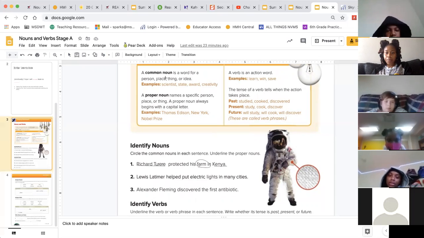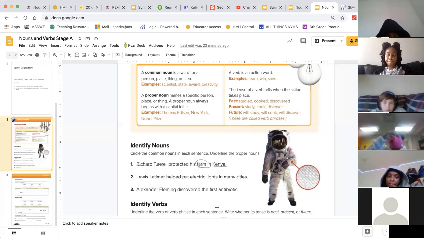All right, Ben and Aiden, you guys are going to give me the two common nouns in this sentence. What do I need to circle? Remember, a common noun is a person, place, or thing. You guys, don't make this too hard. It's literally not hard.